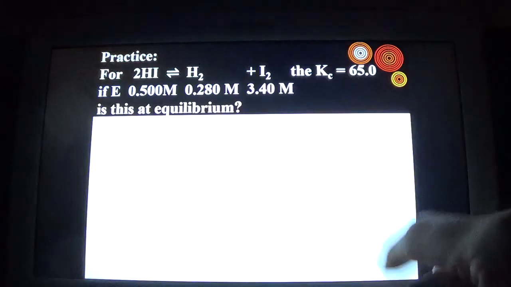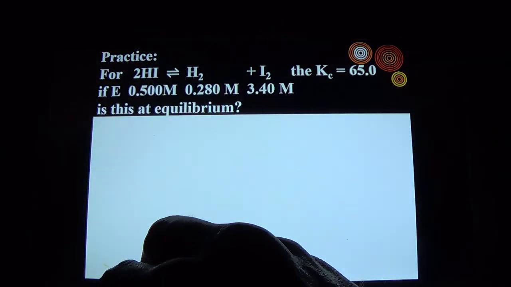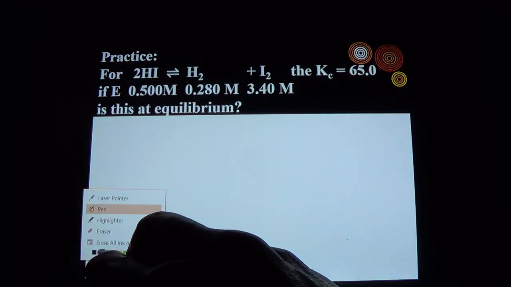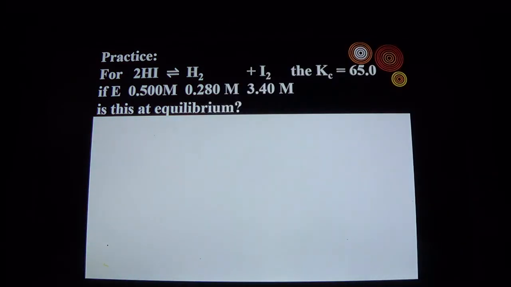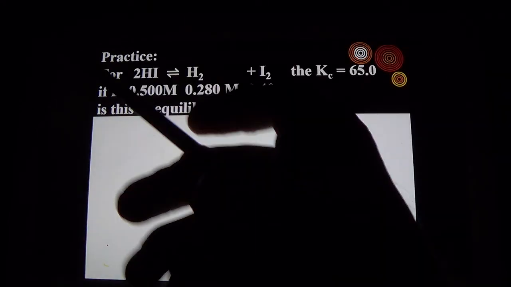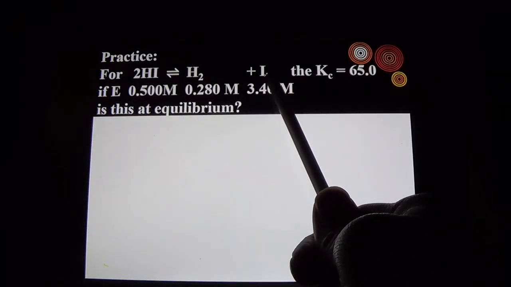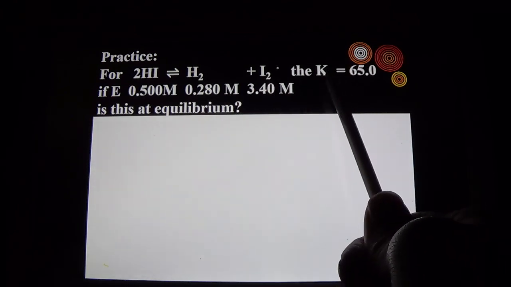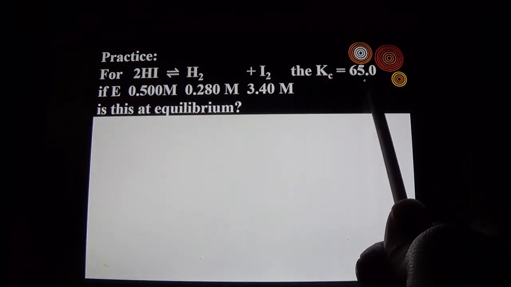Let's do an example. I know you're like, I'm not sure that's making sense. It really does make sense. You just have to practice with it. So I have this reaction. Check out what I'm told. I'm told the reaction. There's my R. I'm told a K value. We'll use that in a minute.